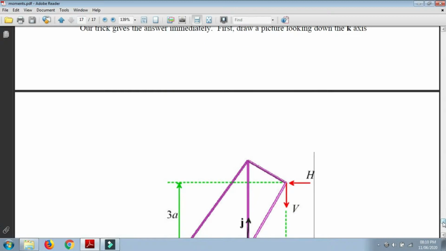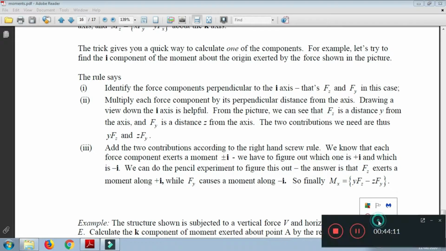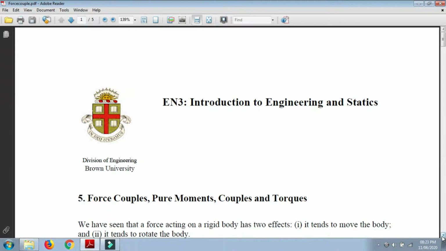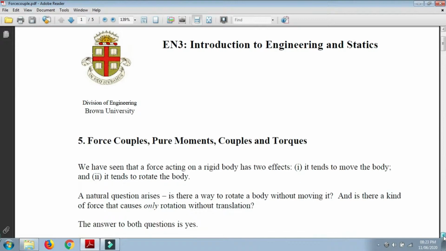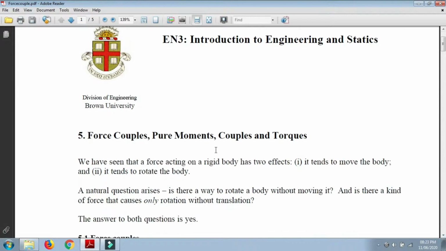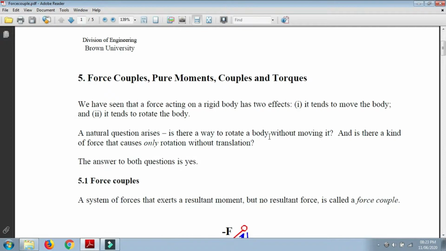So we stop here and go to another explanation because we understand the basics of moments. Now we go to the topic of couples, what couples are and how they are generated. Moment's further extension is force couples, pure moments, couples and torque. I just want to give you the definitions and a bit of figures. Don't go into the complex calculations, just simple definitions and figures will tell you the difference between all of them, and we will go in depth into numericals after this theory.